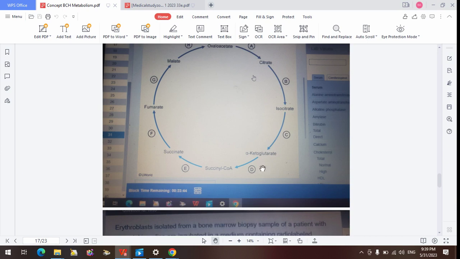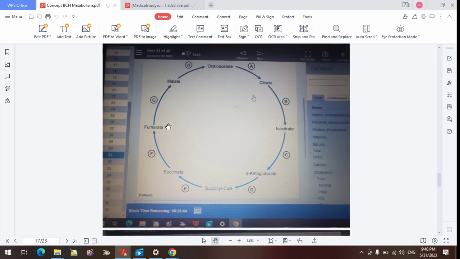So isocitrate going to alpha ketoglutarate is the first, then alpha ketoglutarate to succinyl CoA is the second. The way we can learn it is to know that the energy forming process starts from isocitrate, not citrate. Isocitrate dehydrogenase forms the first one. Then succinyl CoA to succinate, you form your GTP. Succinate to fumarate, FADH2. Fumarate to malate doesn't generate anything. Malate to oxaloacetate generates the last NADH.